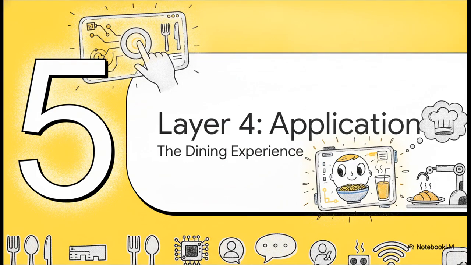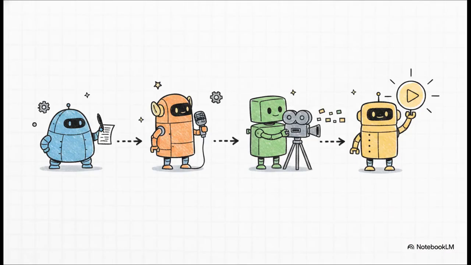And that brings us to Section 5, Layer 4, User Applications. Basically, the dining experience. Finally, we reach the top floor, where you actually get to sit down and enjoy the interface. So what does a sophisticated Layer 4 application actually look like? Well, a great example is a multi-agent video generation pipeline.